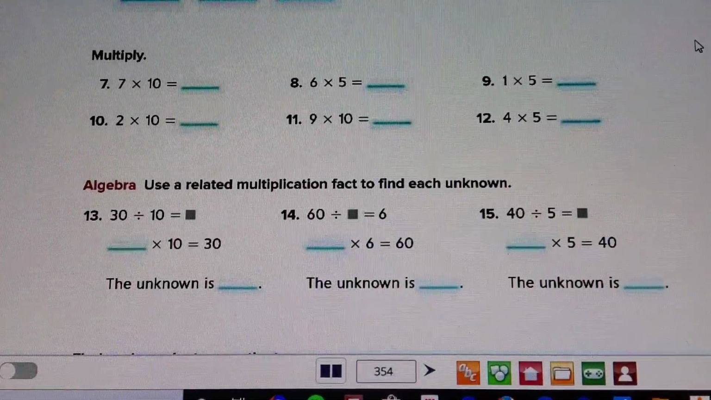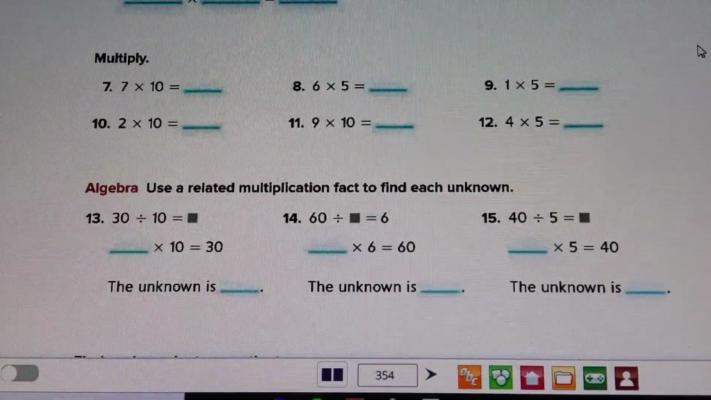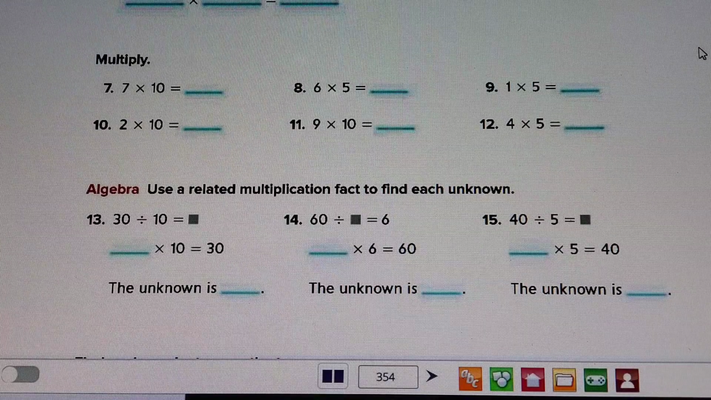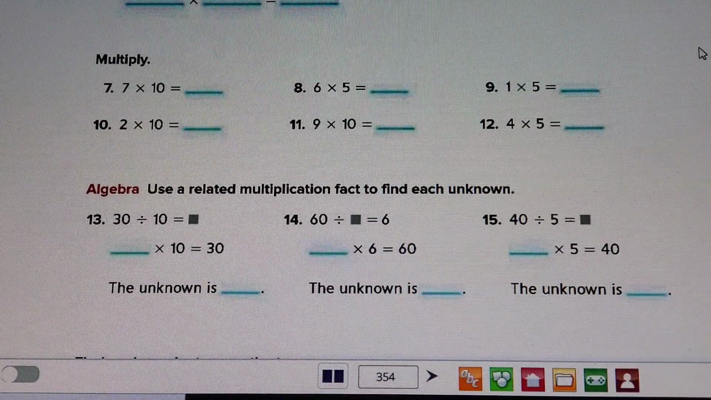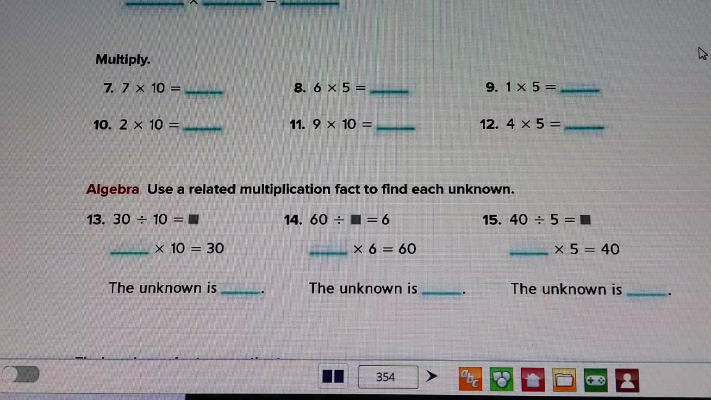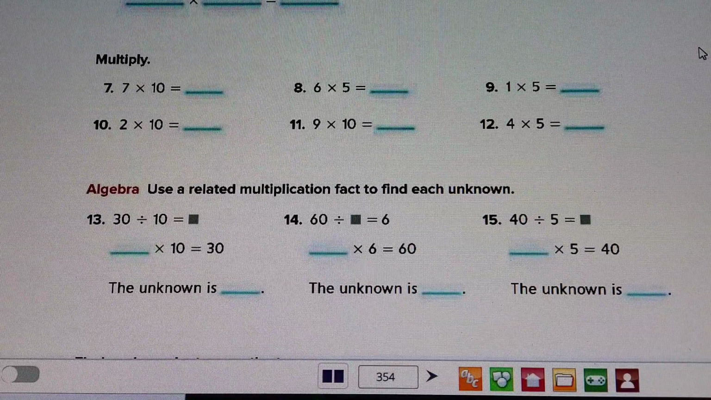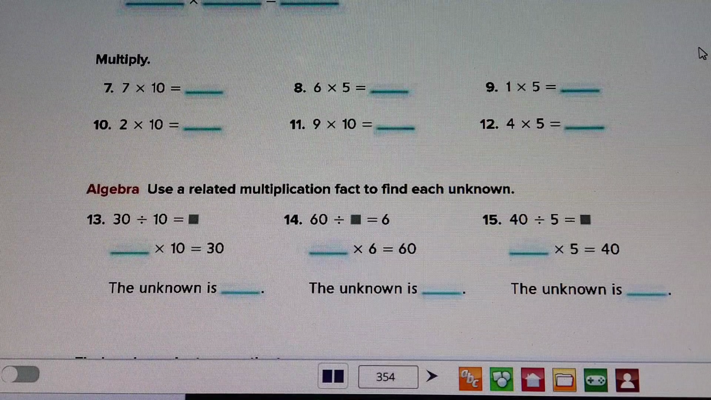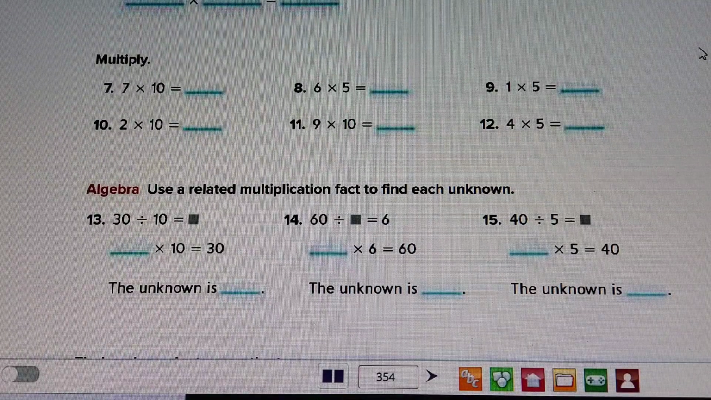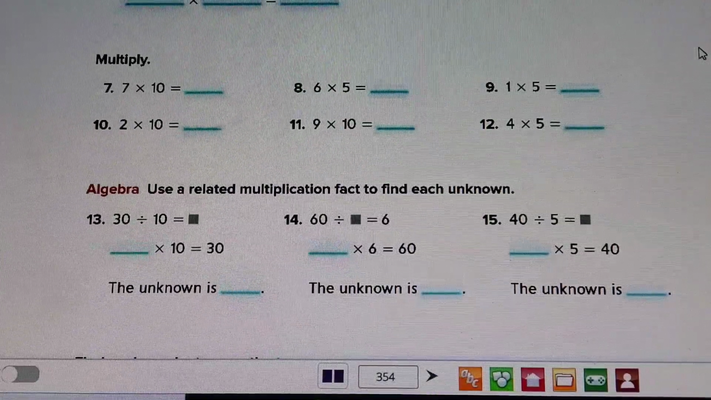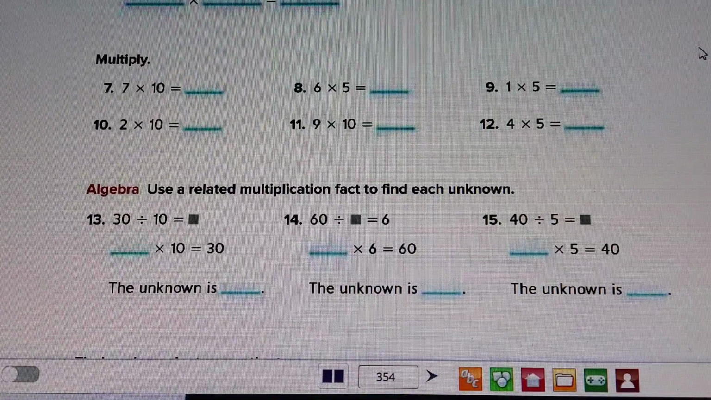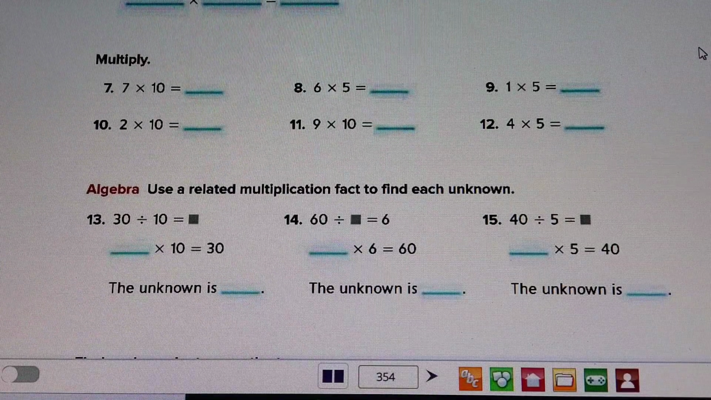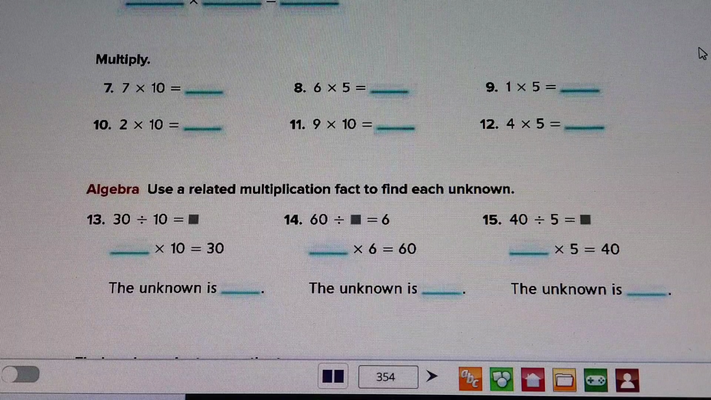Multiply. 7, 8, 9, 10, 11, and 12 is just straight up multiplication. So when you have 3 problems here that multiply by 10, and you have 1 that's multiplied by 1. You have 2 that are multiplied by 5, so you can just count out on your fingers, count by 5s. So 7 through 12, that's just multiplication.